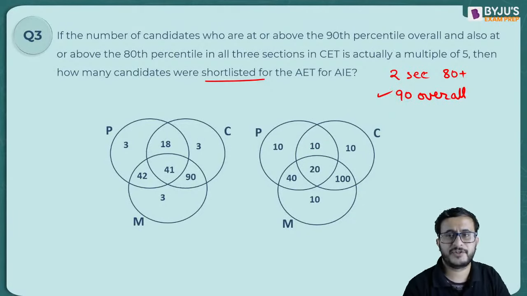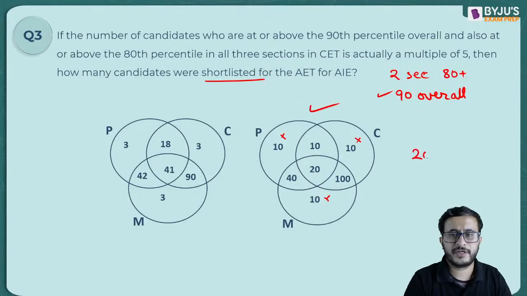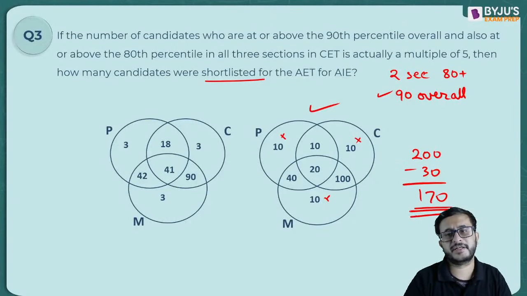So basically, first of all, we will consider this case, right? All three sections multiple of 5, this case. Who has 80 plus in two sections? So that means we will exclude these people because they have 80 plus in only one of the sections. Okay? So out of 200 we will exclude these 30 people. So we get the answer as 170. So the answer is 170.